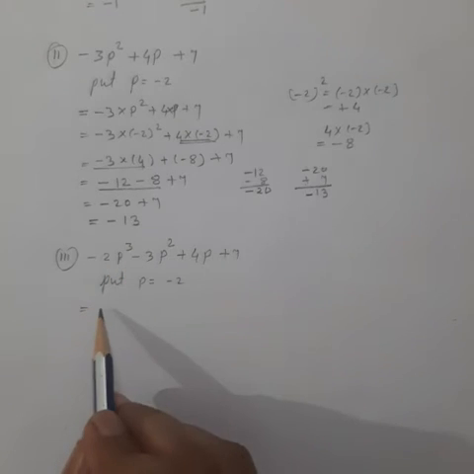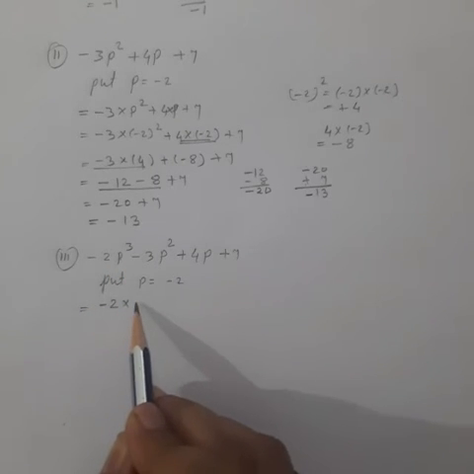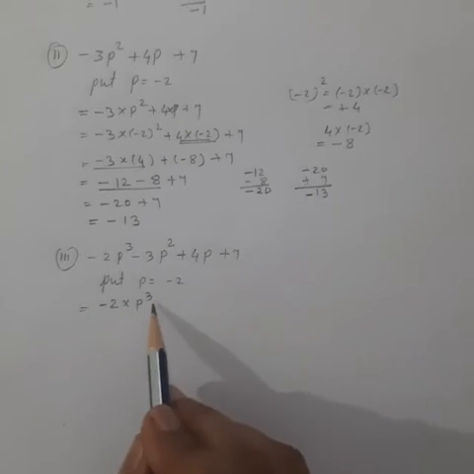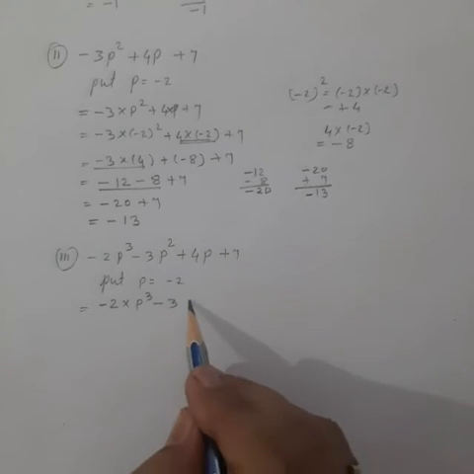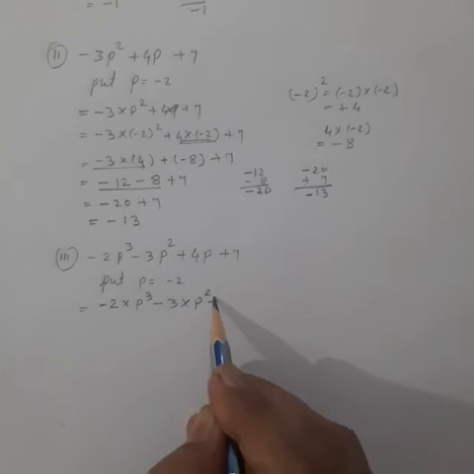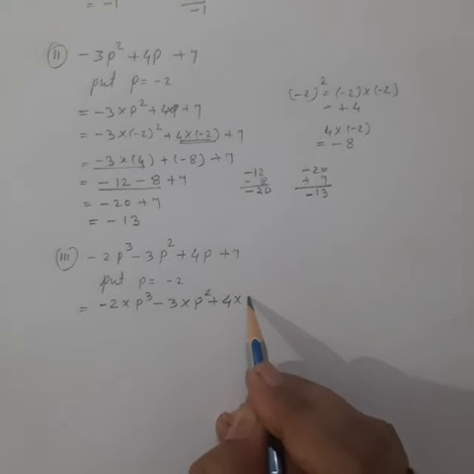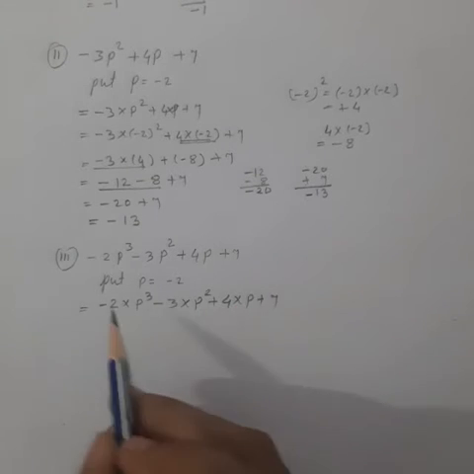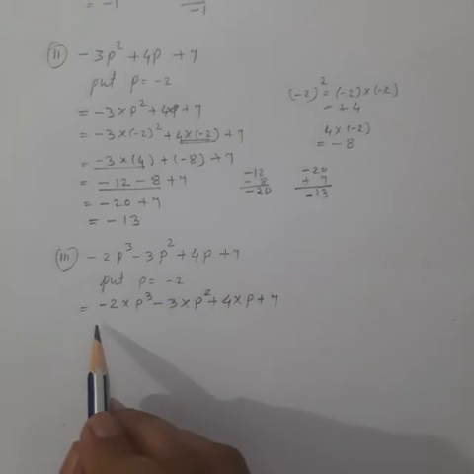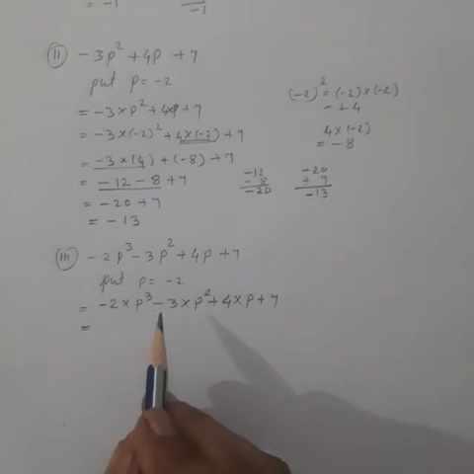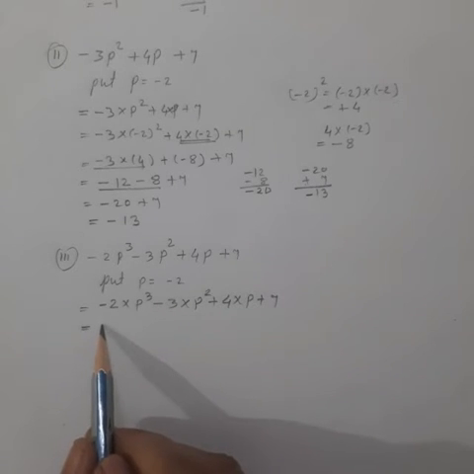Minus 2p cube means minus 2 into p cube. Minus 3p square means minus 3 into p square. Plus 4p means 4 into p plus 7. Now put the value of variable, minus 2. It is negative, so always keep it in bracket.